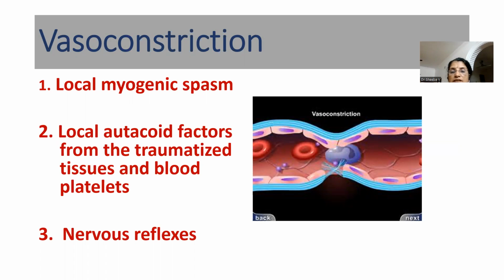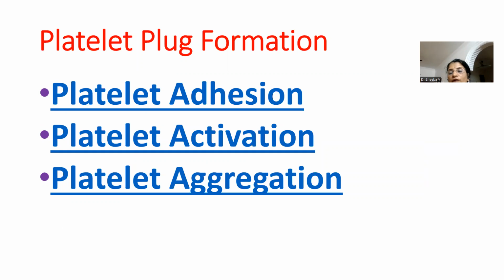Then the next mechanism is platelet plug formation. What do you mean by platelet plug formation? Here a plug is formed by the platelets. When an injury occurs, a large number of platelets are released to the site of injury. These platelets adhere to the injured surface, and here they change their shape.